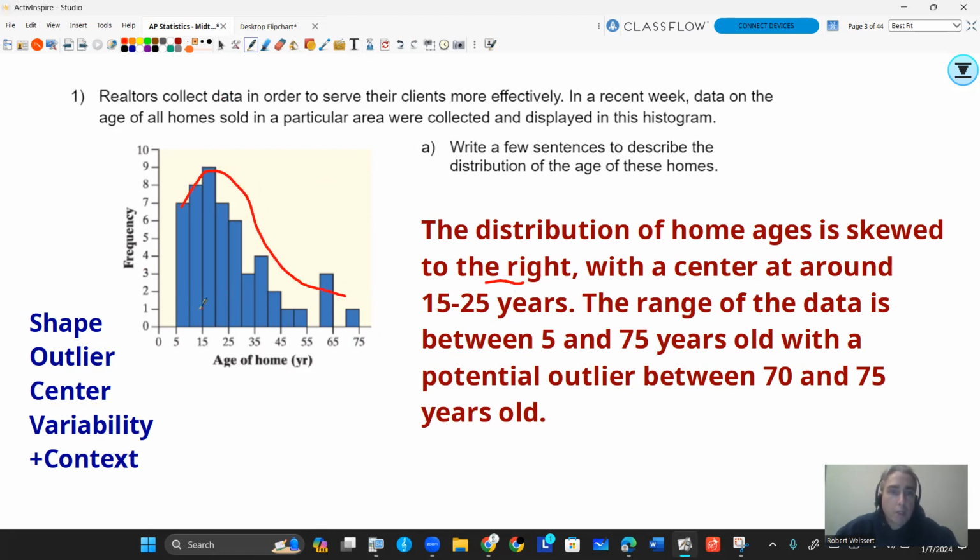I got my range, which I don't really know the specifics. I don't know if 5 and 75 are actual numbers, but I know that between 5 and 75 is going to be my range. And I didn't bother really counting the numbers. I just estimated my median to be somewhere right in there. And anytime you're talking about the center, generally speaking, we're talking about the median. That's about all. So let's look at question number 2.